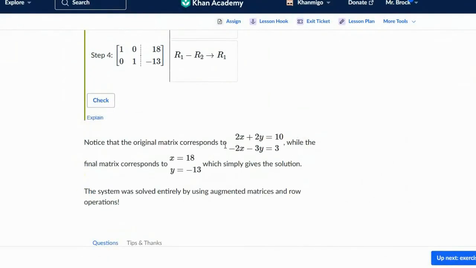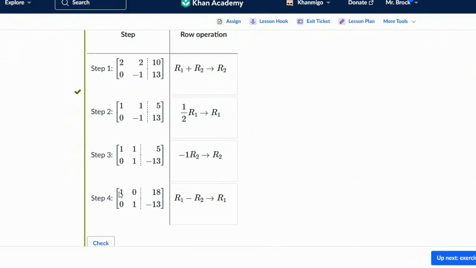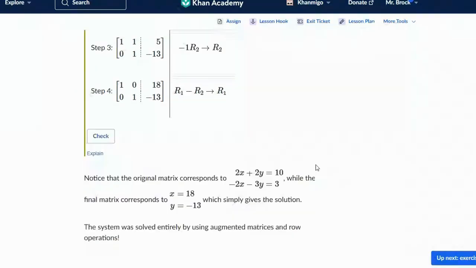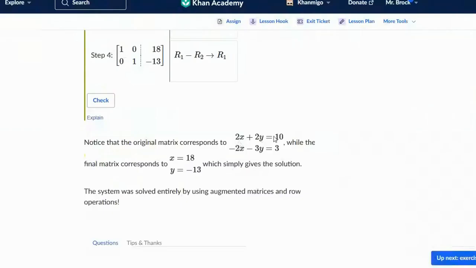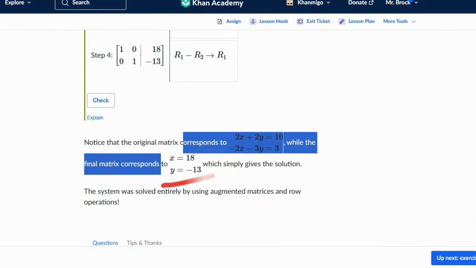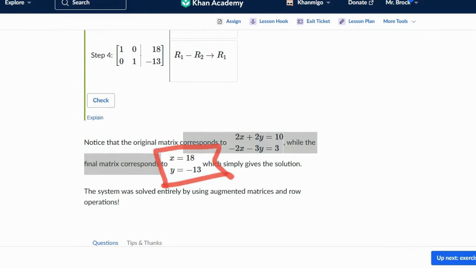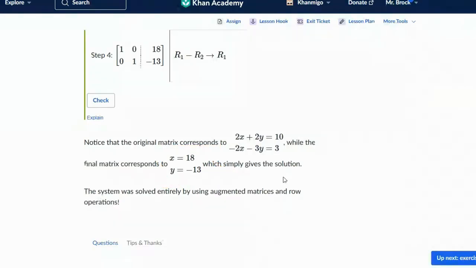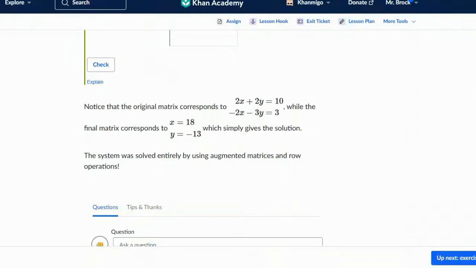So the original equations, now look how this turns out. If we put this back into an equation, this is x equals 18. There's no y. Y is gone. This is y equals -13. There's no x. We have solved the system of equations. We started with 2x plus 2y equals 10 and -2x minus y equals 3. And we used matrices to get it to this. x equals 18, y equals -13. We solved it. All right.